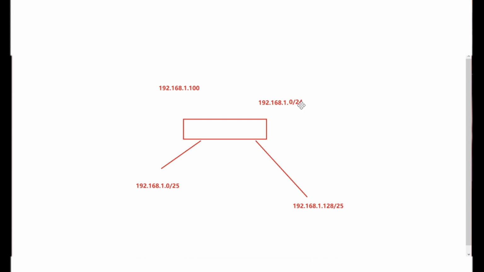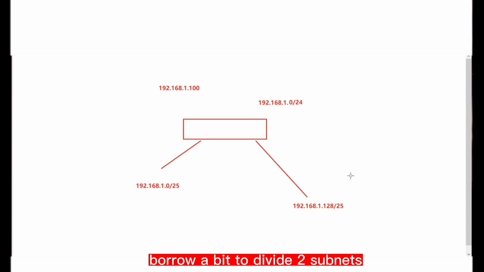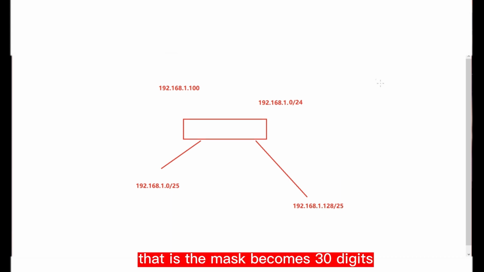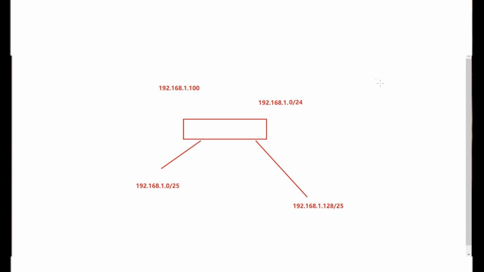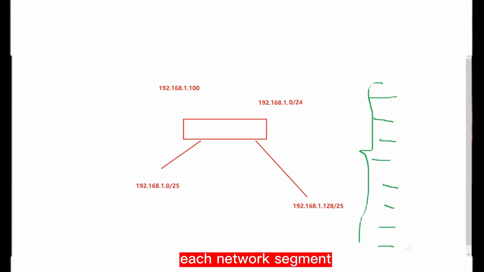But you will find, for this picture, now it's just a borrowed one. Borrow a bit to divide two subnets. Borrow another, divide two subnets. If you borrow 6, the mask becomes 30 bits. Actually, I divided 2 to the 6th power of subnets, 64 subnets. We are exaggerating. I divided 64 subnets. It is equivalent to the original network segment being divided into many network segments. Each network segment contains a different address range.